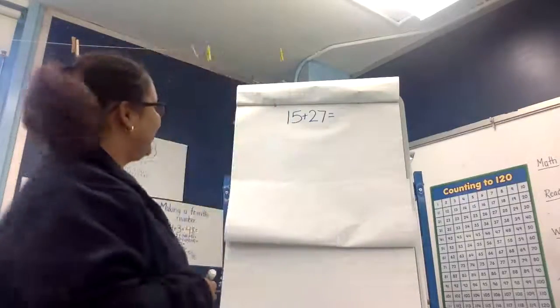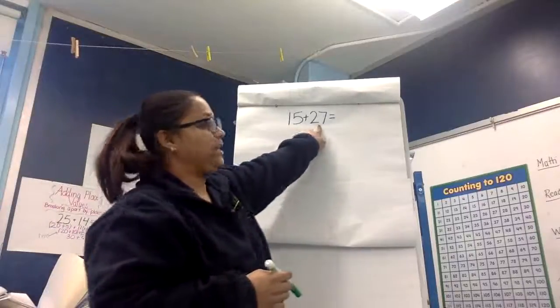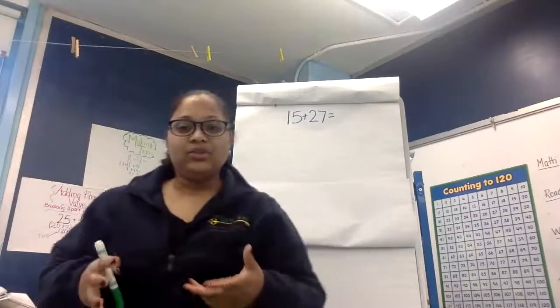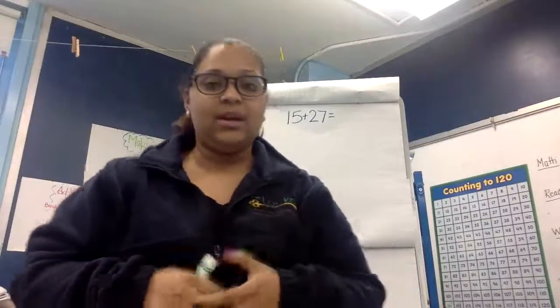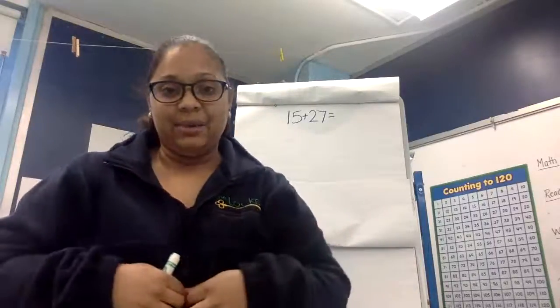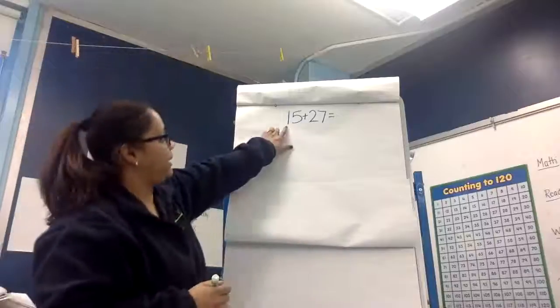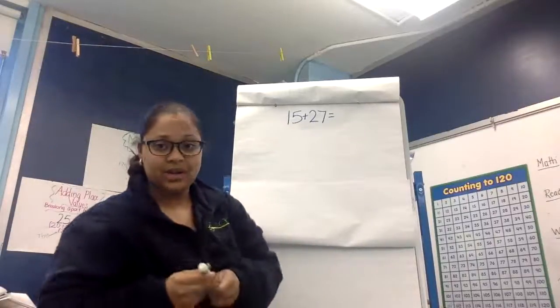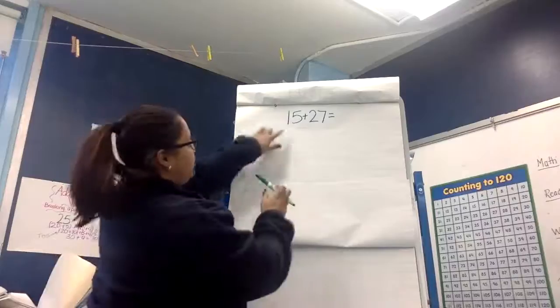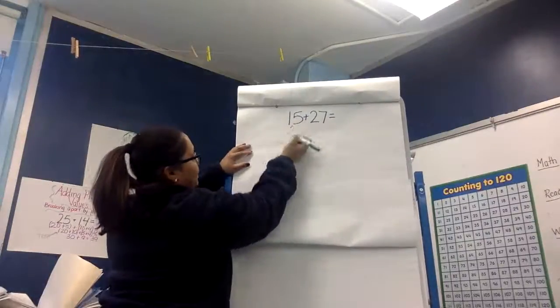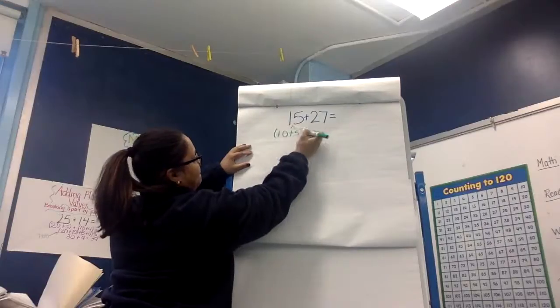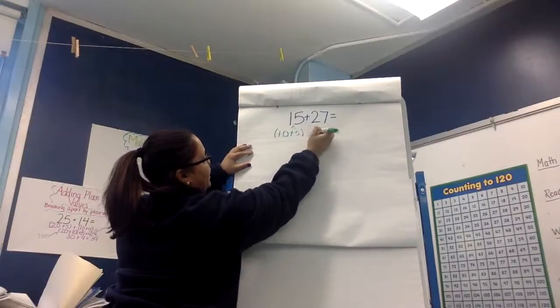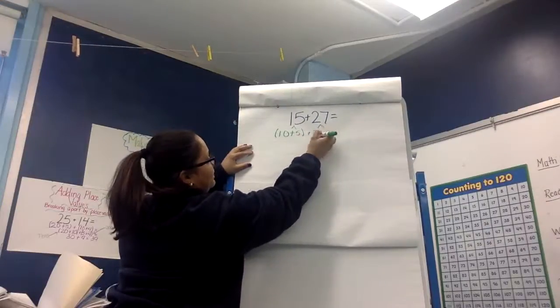So let's start. We have 15 plus 27. I know of all of the different strategies that I can use, but for today, I'm going to use the strategy breaking apart and adding by place value. So I'm going to break my 15 and my 27 up by place value. So I know that 15 is 10 plus 5. And I know that 27 is 20 plus 7.